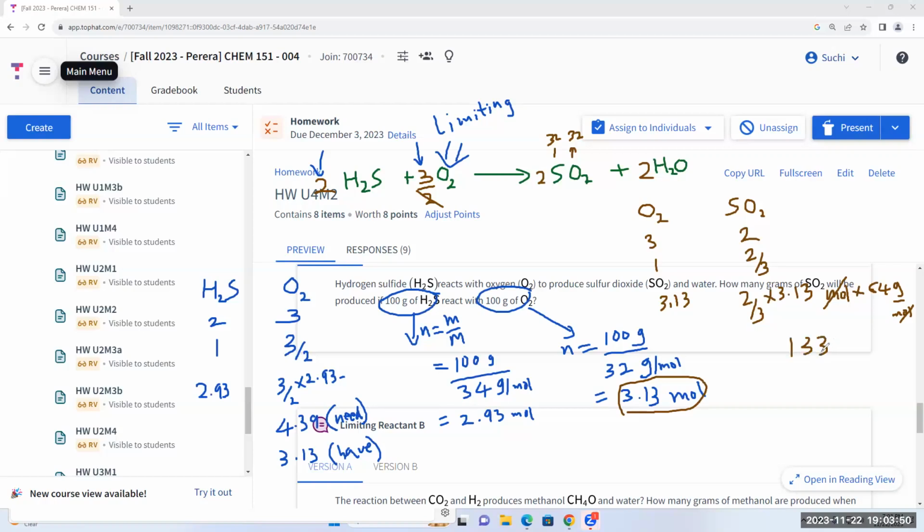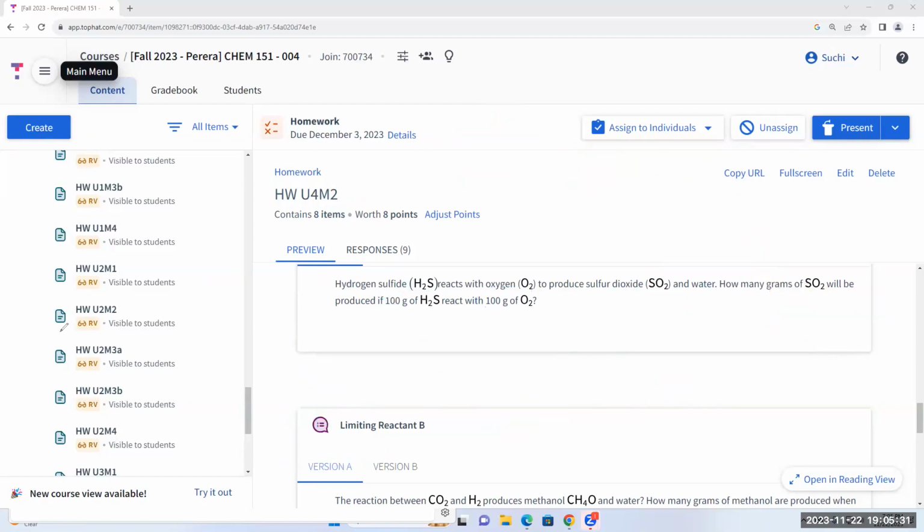Okay, 133 grams. Let's say 133 grams. I want to get rid of this for the moment. So we know the limiting reactant is oxygen now, right? So here's what I'm going to do again. What is given is the grams of oxygen, so I'm going to start with that.